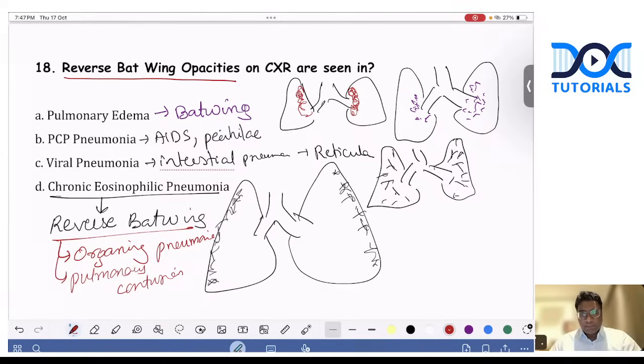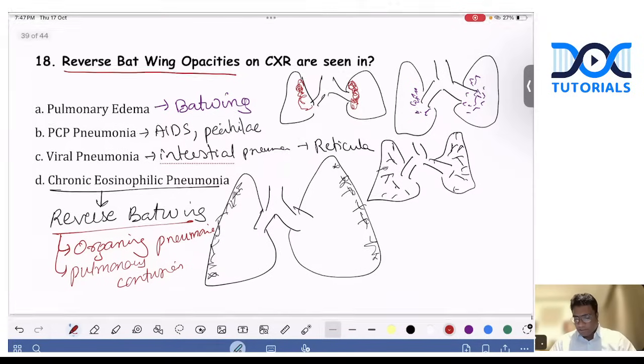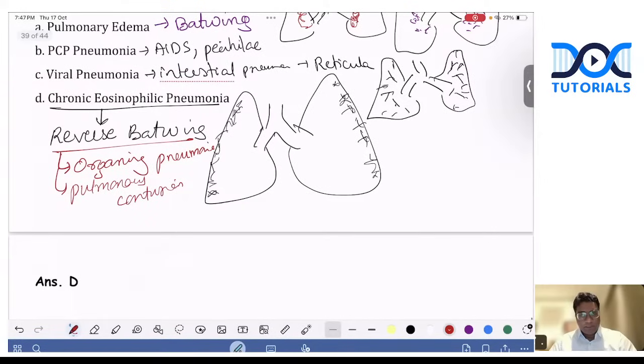Chronic eosinophilic pneumonia will not produce perihilar opacities. Perihilar sparing will be there, peripheral involvement will be there. That is what is called reverse batwing appearance. There is sparing of the perihilar area and involvement of the periphery of the lung fields. This is chronic eosinophilic pneumonia, also seen with organizing pneumonia and pulmonary contusions in a setting of trauma.